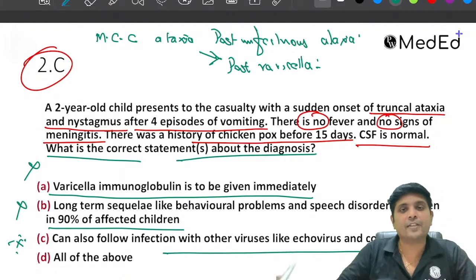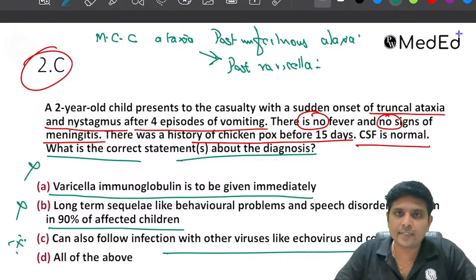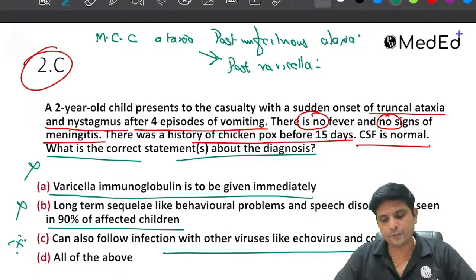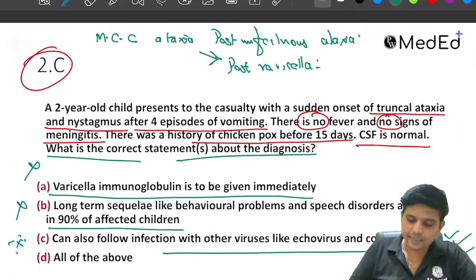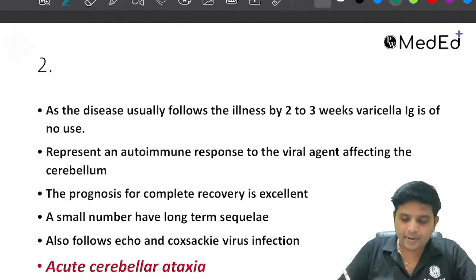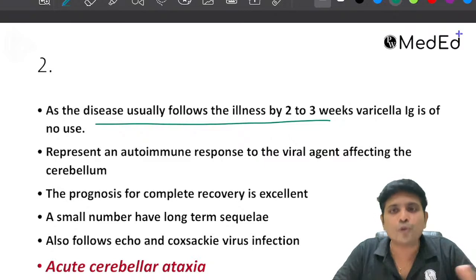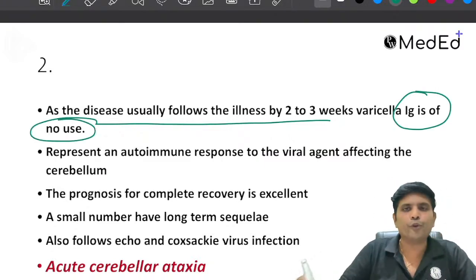Remember, post-infectious ataxia not only can follow varicella, but it can also follow other viruses like Coxsackie and ECHO virus. So probably the answer should be C. Let us see what is given in the choices. Look here, as the disease usually follows the illness by 2 to 3 weeks, varicella immunoglobulin is of no use.